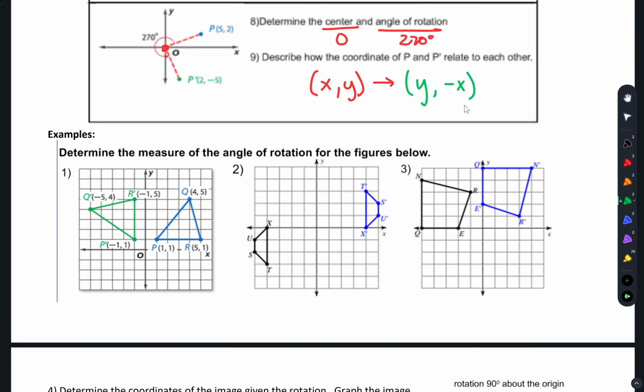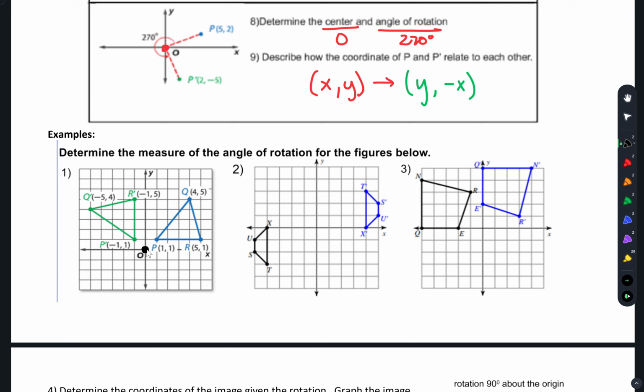Determine the measure of the angle of rotation for the figures below. These kinds of problems where you have the image and the pre-image drawn for you, super easy. Let me show you what we're going to do. I'm going to mark my origin because the origin is the center of rotation in all of these problems.